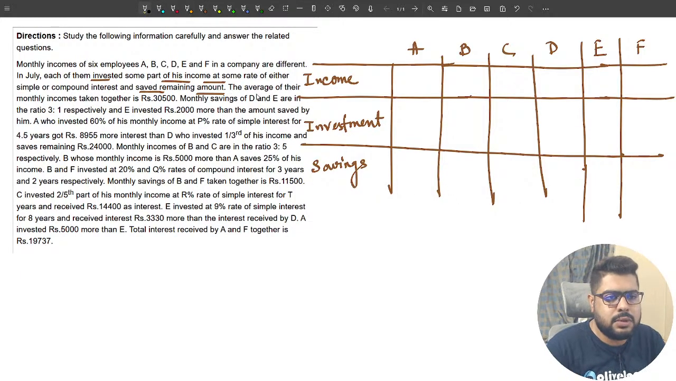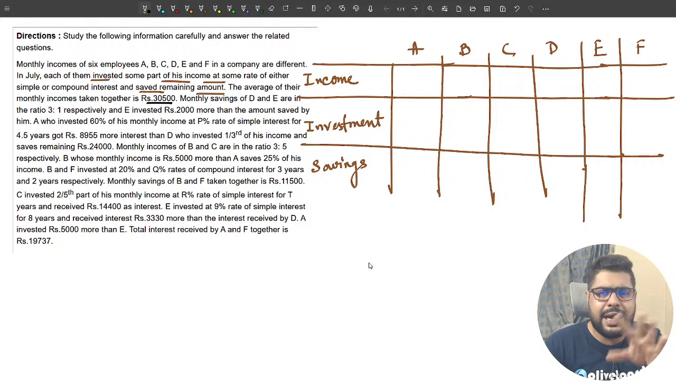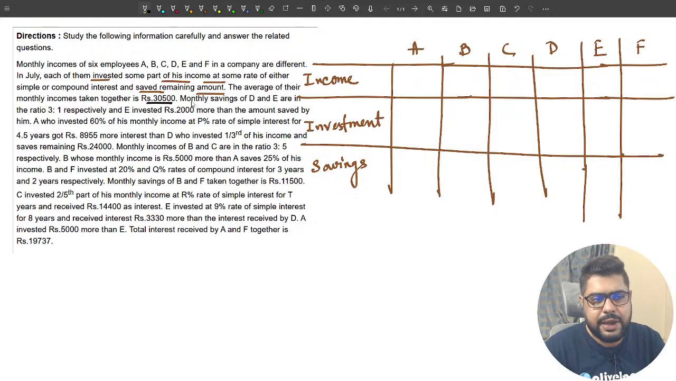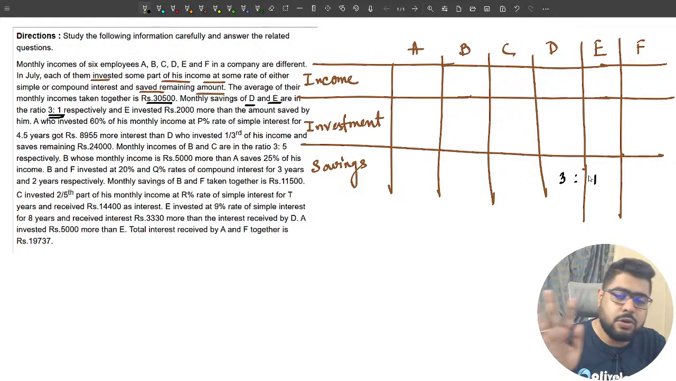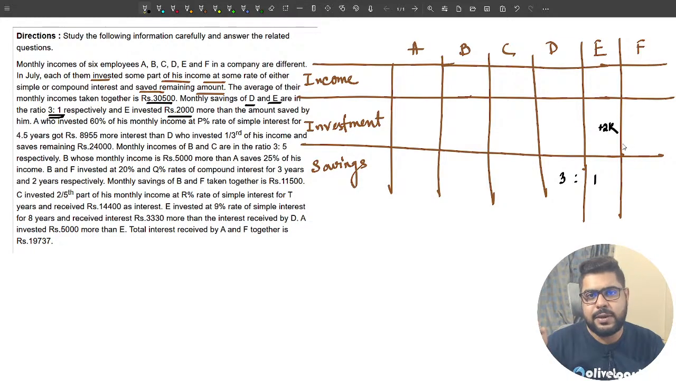Now, the average of their monthly income is 30,500. Remember, average means the total will come at the end, not in the beginning. Monthly savings of D and E are in the ratio 3:1. Sir, whatever you can get, just put it down. Don't put X, Y, Z, anything. Respectively, and E invested 2,000 rupees more than the amount saved. So whatever this is, plus 2,000 is going to be this. I'm just writing plus 2K.